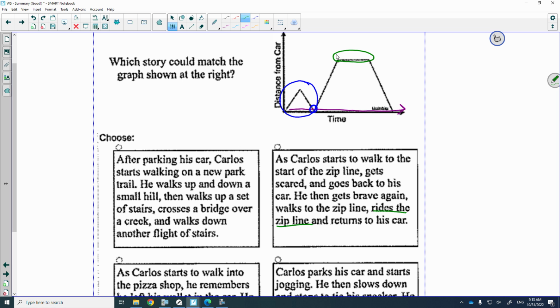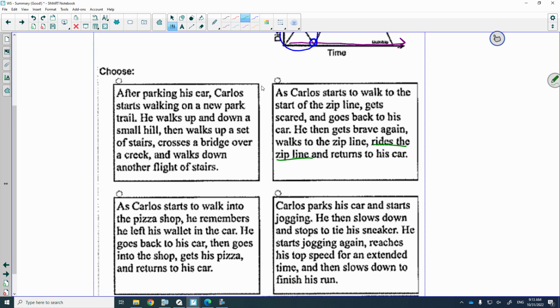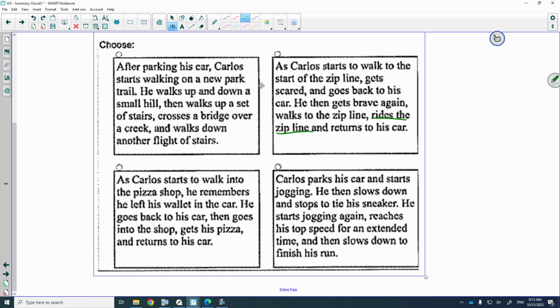Ben. Said, okay, so as Carlos starts to walk into the pizza shop.